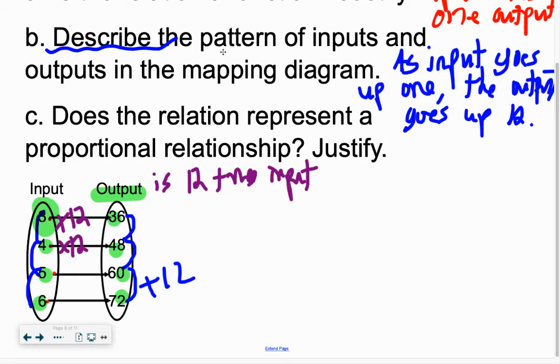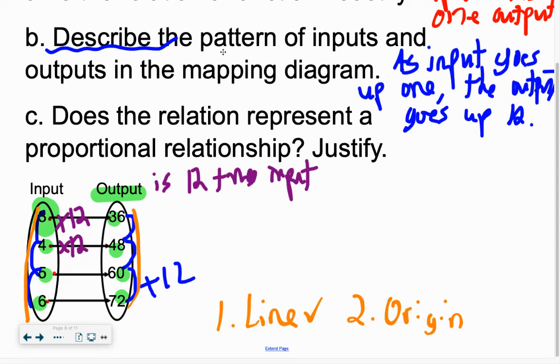Does the relationship represent a proportional relationship? Justify. There were two things it had to be. Remember, we talked about it before. It had to be a straight line. Well, you put a check mark by that. We already said all the x's are going up the same amount. They're going up 1 each time. And all of the y's, or the outputs, are going up by the same. Number 2, it had to go through the origin. There were two things. Had to be a line through the origin.